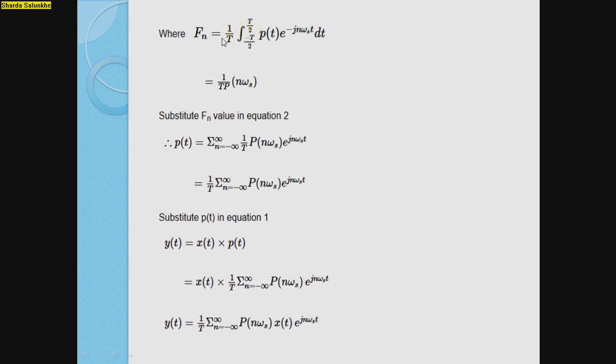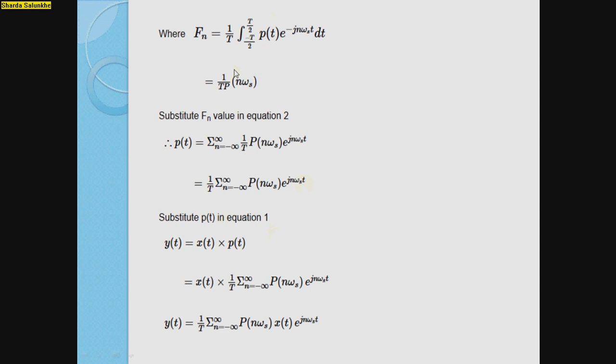So Fn is 1 by T integration over the period minus T by 2 to T by 2 p of t into e raised to minus j n omega s t dt, that is equal to 1 by T p of n omega s. So substitute the Fn value in equation 2. So you will get this equation p of t, that is equal to 1 by T summation n from minus infinity to infinity p of n omega s, that is the sampling of the pulse train, into e raised to j n omega s t.